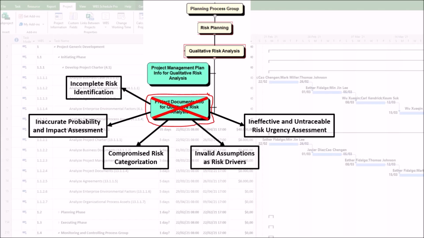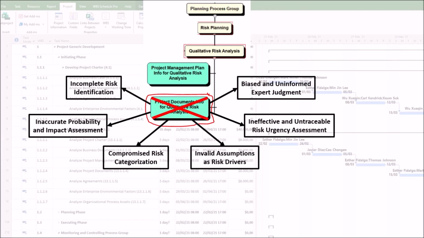5. Ineffective and untraceable risk urgency assessment. The urgency dimension, or near-term risk response, requires understanding the project timeline and milestones. Poor analysis of the schedule baseline means the team cannot accurately determine if a risk's trigger is imminent in the next phase or distant. As a result, a high-impact, high-probability risk that is imminent may not be flagged as urgent, delaying response planning until it's too late.